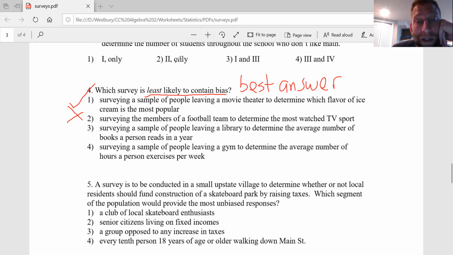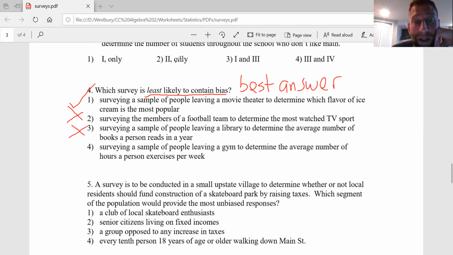Surveying a sample of people leaving a library to determine the average number of books a person reads in a year. Is there bias there? Yes, people in a library read a lot of books. So if you're asking people at the library, they're all going to say they read a lot of books, where people like me don't read books at all. That is definitely bias. People in a library read more than the average person.